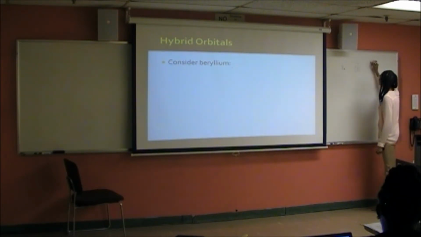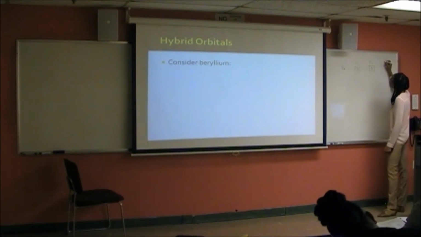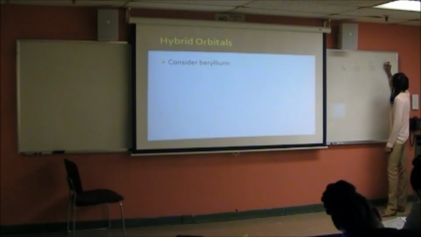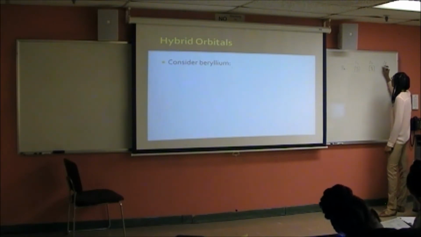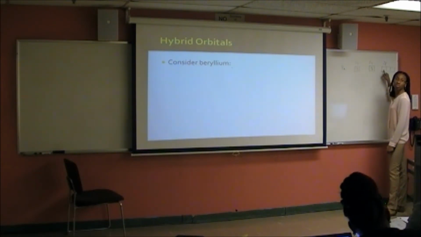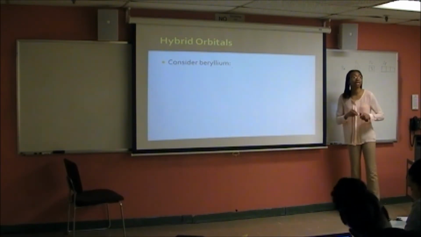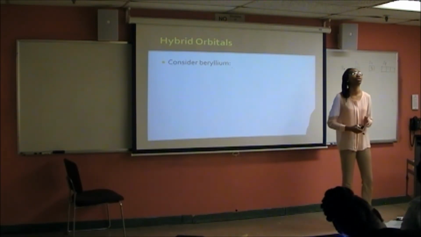Next box, 2s, 1 box. How many electrons? 2 electrons. Next box, 2p. How many boxes in here? 3 boxes, 6 electrons. How many electrons do you have here for beryllium? 1s is 2, 2s is 2. None in 2p, right? Good. So now, what exactly do you need in order to form a bond?